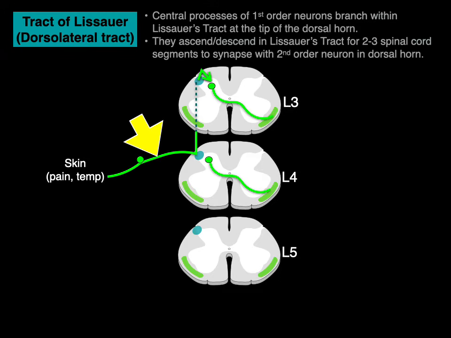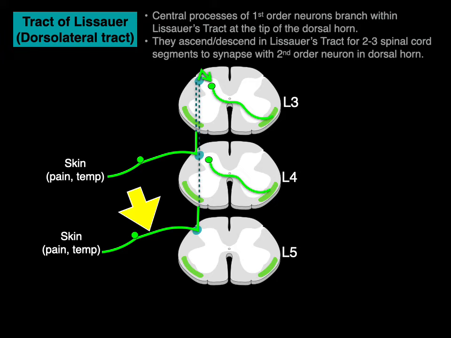So let's do that again. There's a primary order neuron from L4, and when it enters, instead of synapsing, some of these central processes ascend up to a superior segment and then synapse with a second order neuron at a superior level of the spinal cord. But take a look at what also happens below, in this case the L5 level. That primary order neuron enters Lissauer's tract, and then it ascends up 2 segments to synapse in the L3 segment with that second order neuron.